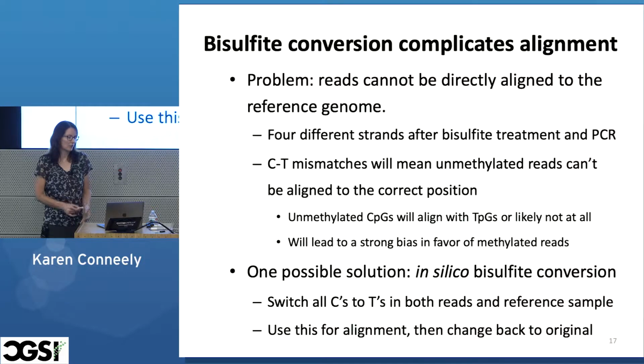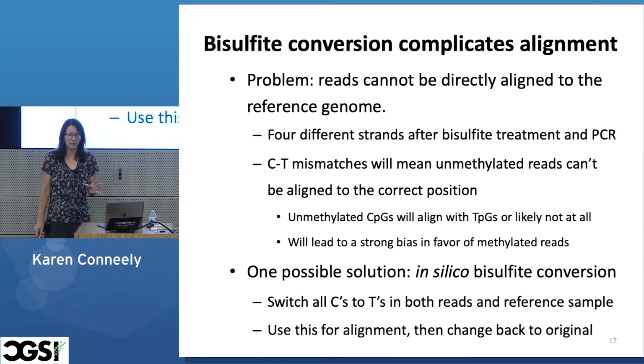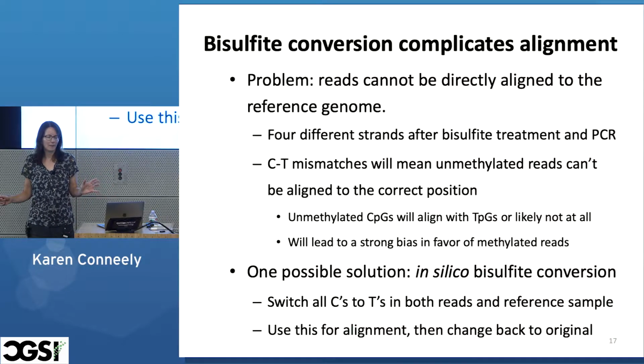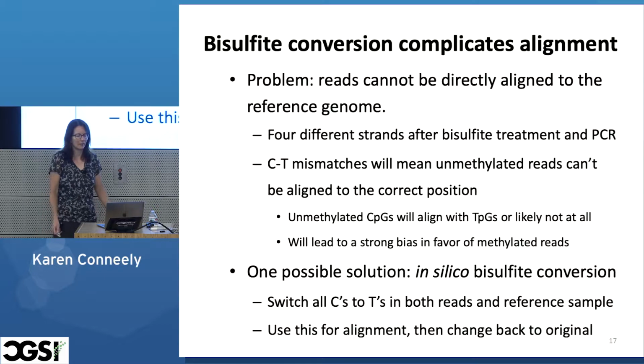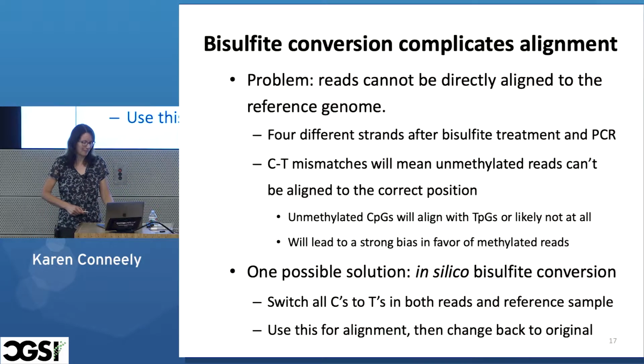And so as I mentioned, there are these 2 problems. We have the 4 different strands, and then there's also going to be these C-T mismatches where some of the C's have been converted to T's. Since this happens to the unmethylated DNA, if you just naively try to match without worrying about it, it means that you're biased toward methylated fragments. If you had a methylated fragment, it would align quite well because it hasn't been changed, and the unmethylated fragments would not align at all. So you would get this bias in favor of methylated strands, and you would misestimate methylation.